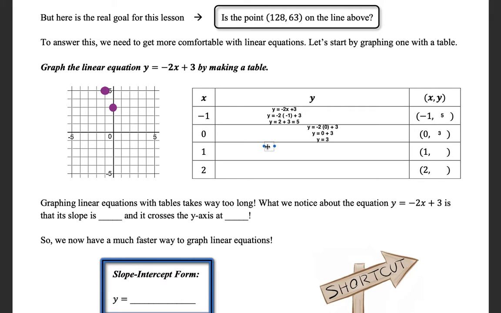Now our next one is y equals 1 now. So we're going to try to do things faster. Y equals -2 times, in this case, 1 plus 3. That's going to give us our y value. -2 times 1 is -2 plus 3. -2 plus 3 equals 1. So in this case, we got 1. So 1, 1. So that would be right here.